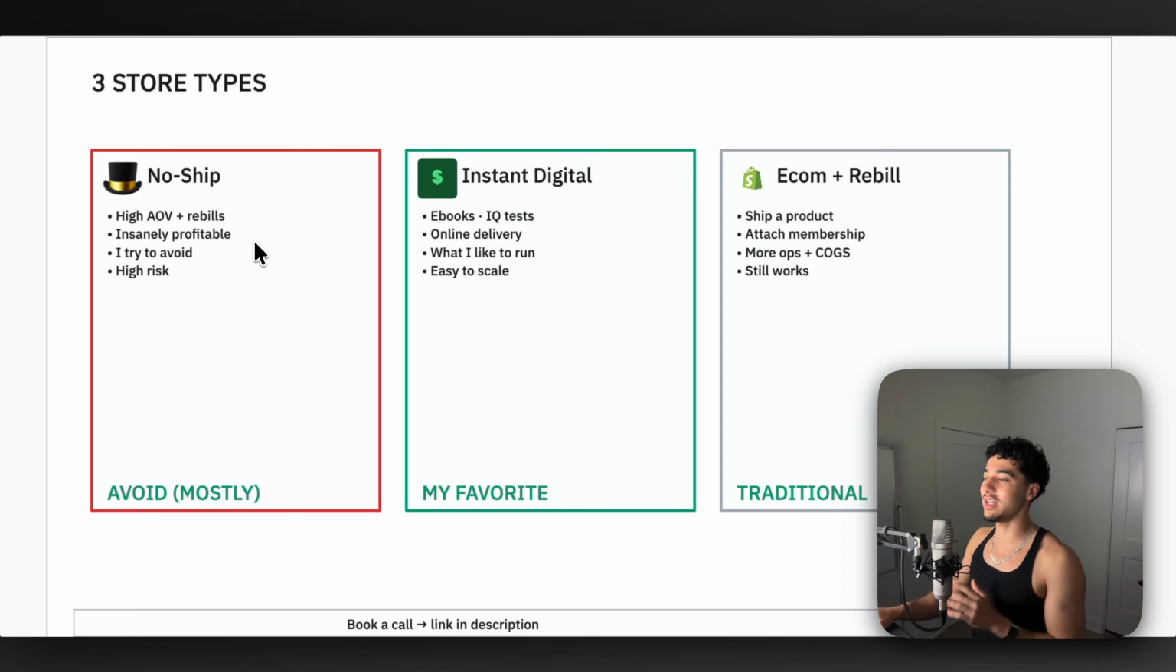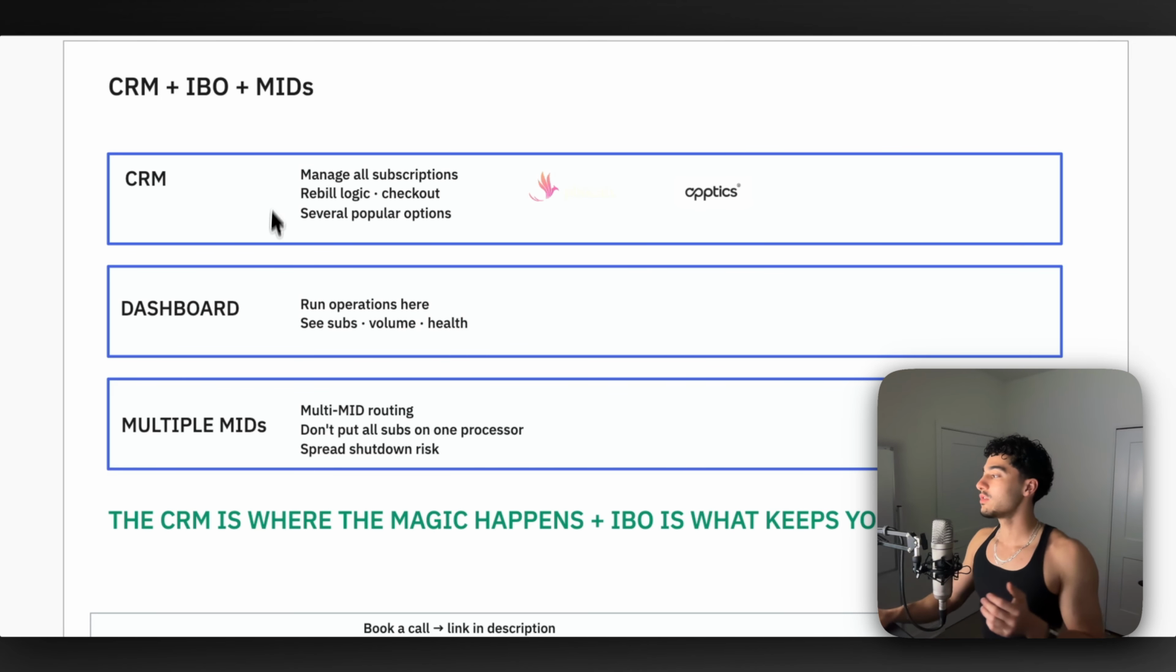I'm breaking these things down in a very simple fashion. So how this actually runs. First you're going to have your CRM. That's basically where all your subscriptions live, your rebill logic, where you can build your custom checkout. There's several popular options. There's Phoenix and Aptix, and there's a few others that I would recommend more than these. These can tend to be a bit expensive. But yeah, that's basically your dashboard where you handle everything. You can see your volume, how much you're pulling in. You can handle your multiple mids.